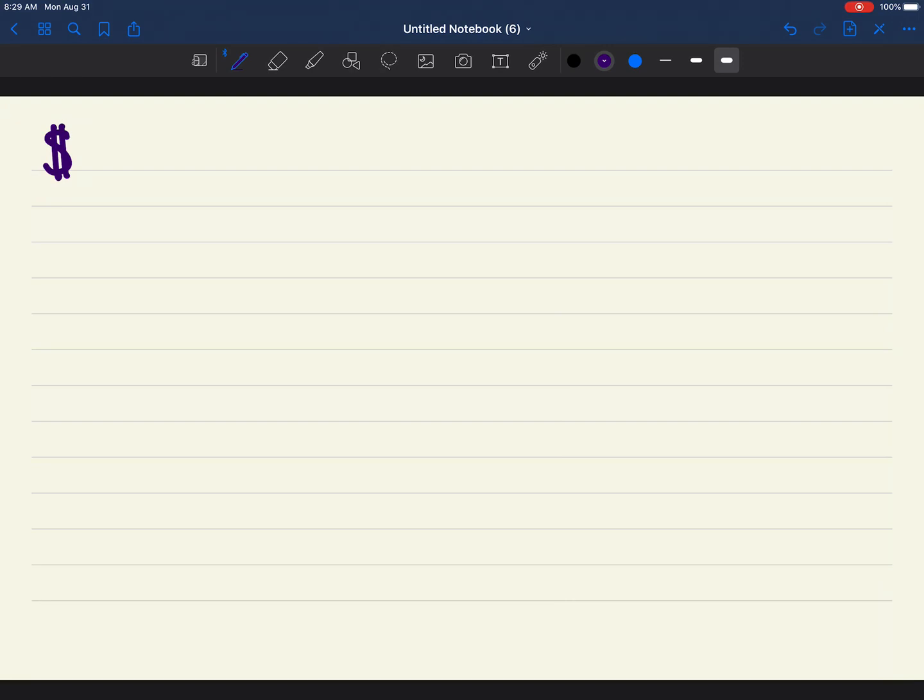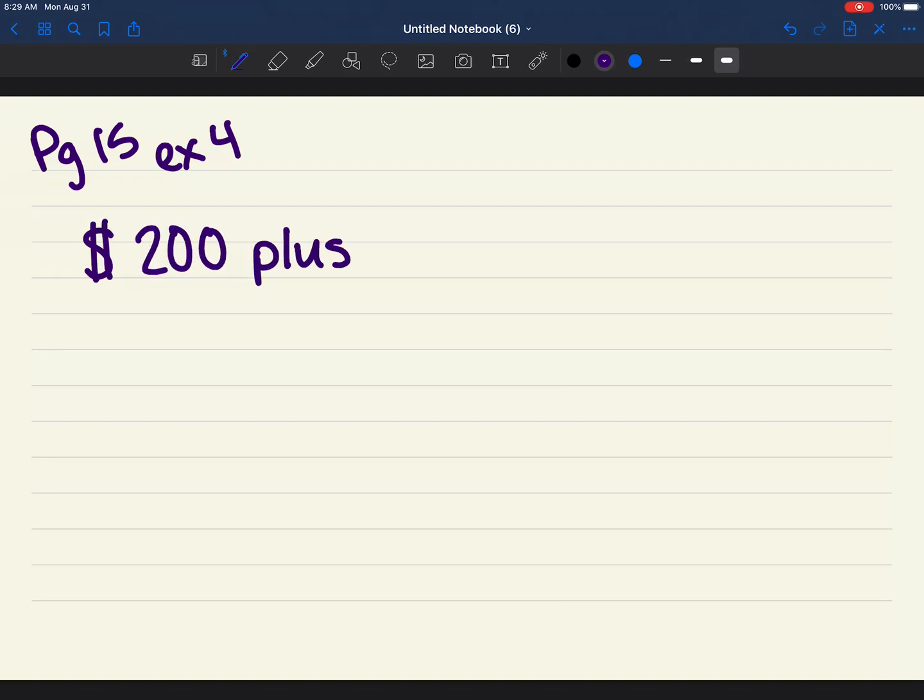Savannah, on page 15, I want you to read example 4 for me. Sorry, that was number 4. Oh, okay. Yeah, sorry. Example 4 on page 15. You see it? Yeah. Okay. A company rents a house for $200 plus an extra $30 per day. Write an expression that can be used to find the total cost to rent the house. Okay, you said 200 plus 30 per day.